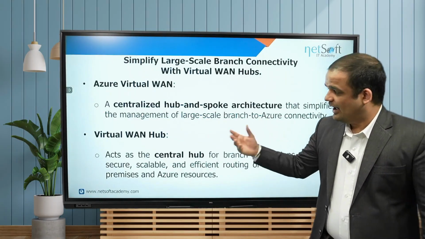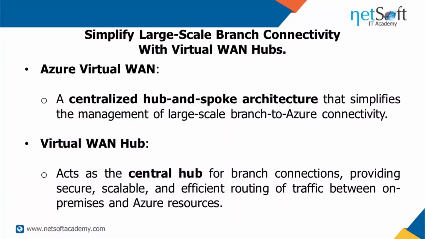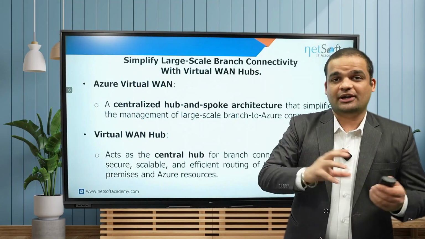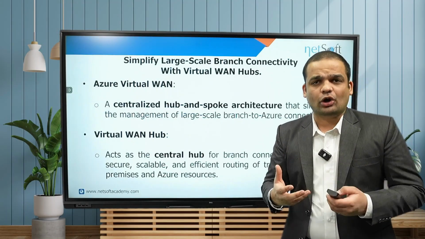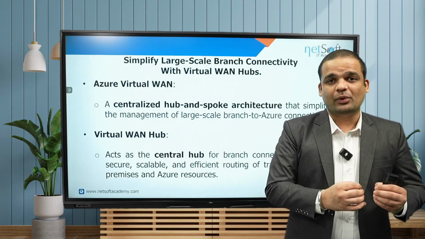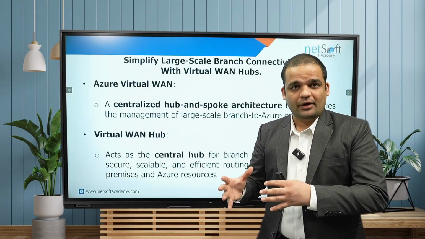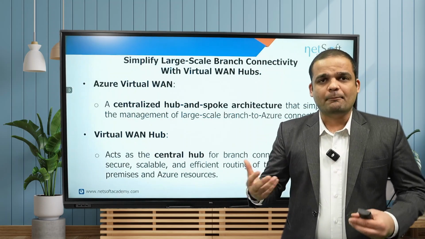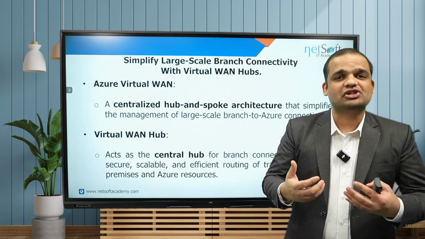Now, for that, you have to use the hubs. The Virtual WAN hub serves as a central hub for branch connections. It securely routes traffic between the on-prem network and Azure resources, making the setup more scalable and efficient in the future.